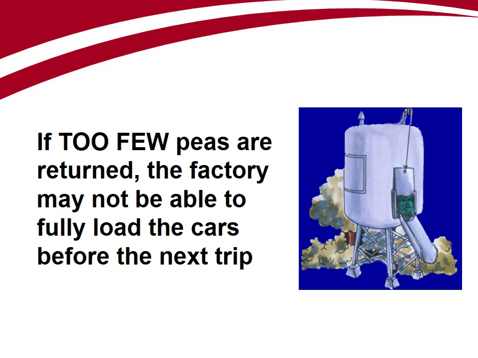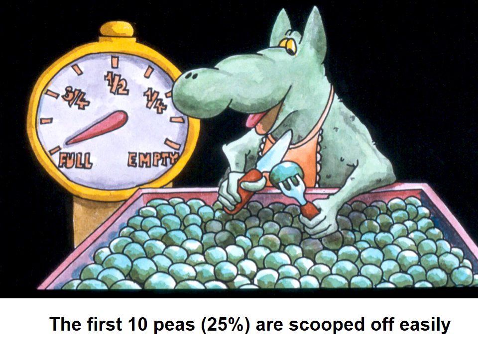When the pea monster was stressed out, he tended to eat more peas. If he ate too many peas, the pea loader was unable to completely refill the cars before it was time to depart for the next trip. As a result, fewer peas were delivered to the pea monster. As each car passed by, the pea monster was able to scoop off the first 10 peas, or 25%, pretty easily.